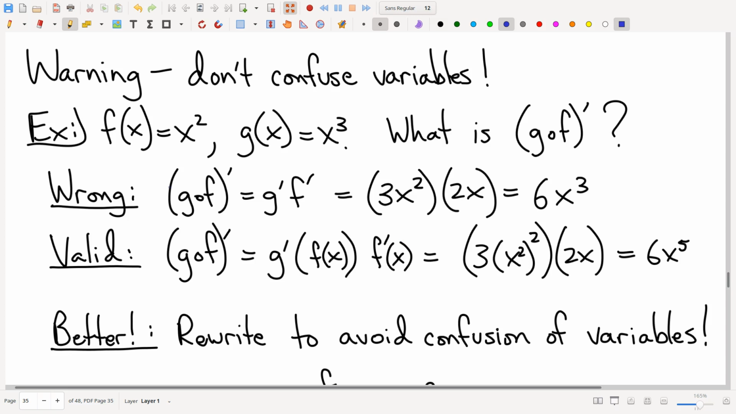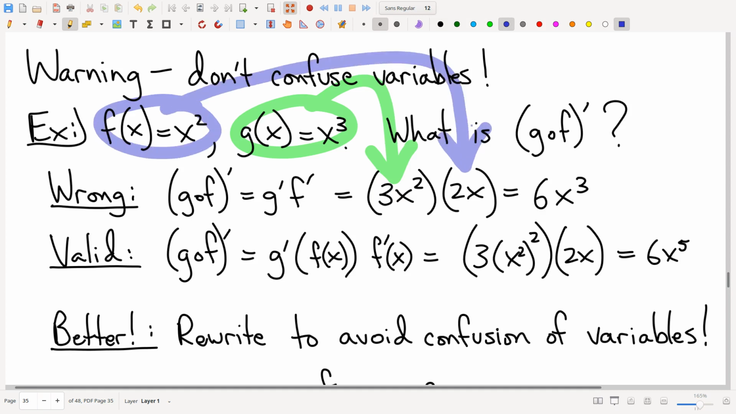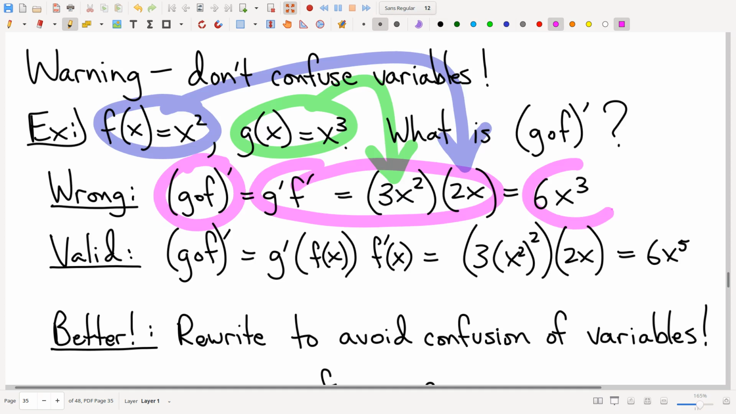We know the derivative of a composition is the product of the derivatives, and let's see here. g prime, the derivative of g, is 3x squared. That's easy. And f prime, the derivative of x squared, is 2x, and so it seems that the derivative of the composition, being the product of the derivatives, should be 6x cubed. And yet we know that that's absolutely wrong. I mean, the composition is x to the 6th. The derivative should be 6x to the 5th, not 6x cubed.